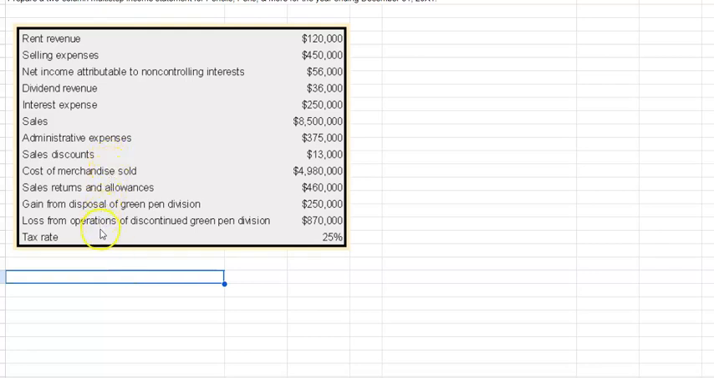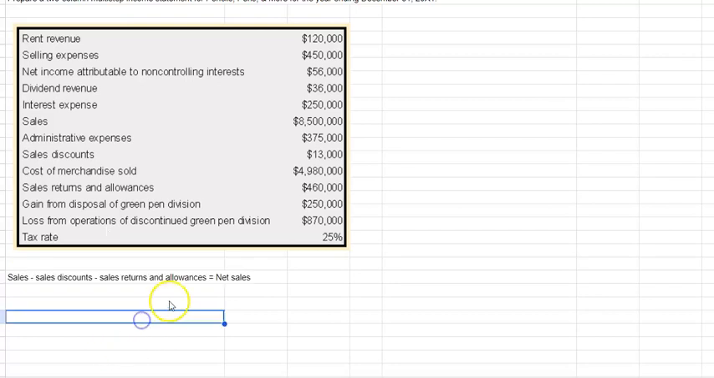Under our operating section, one of the first formulas that you are ever going to see is sales minus sales discounts minus sales returns and allowances equals net sales. Keep in mind when we say net, we're talking about sales after we've taken something out. In this case, net sales is when we take out our sales discounts and our sales returns and allowances.